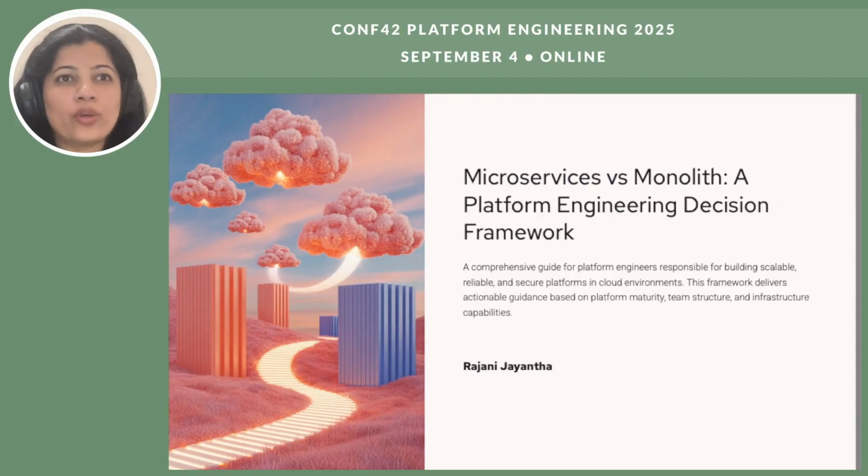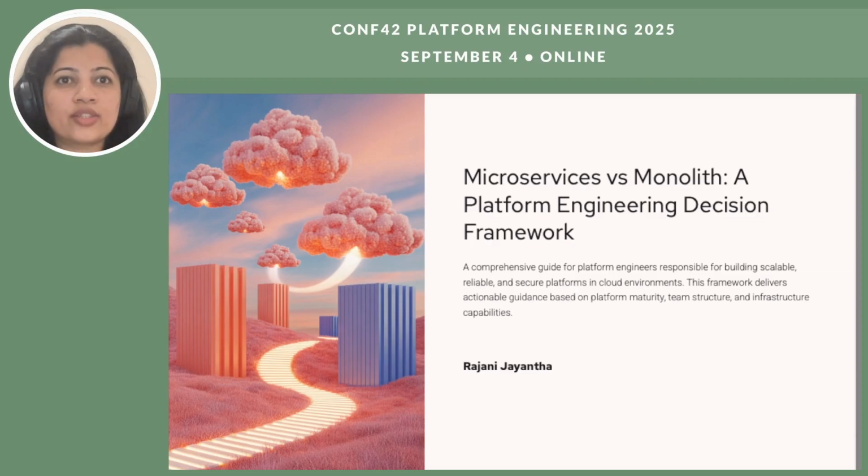The topic we are going to explore today is microservices versus monolith, a platform engineering decision framework. As platform engineers, we face an architectural crossroad in almost every large scale cloud project. Should we stick with the simplicity of a monolith or embrace the flexibility and scalability of microservices?